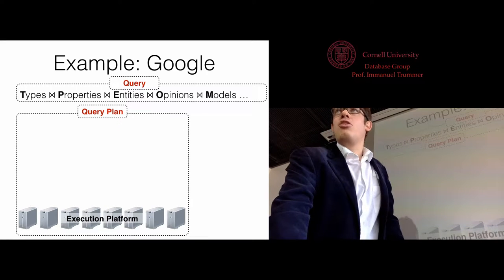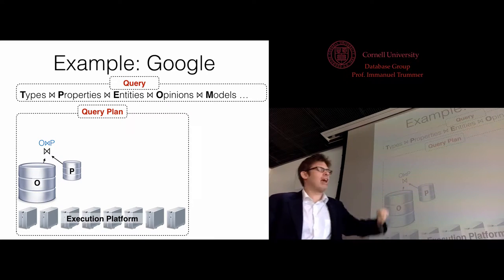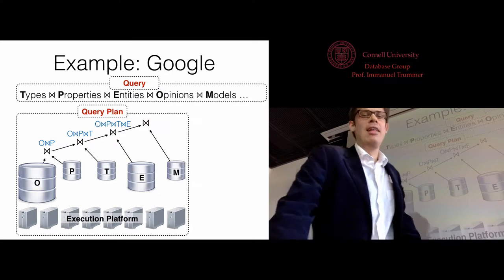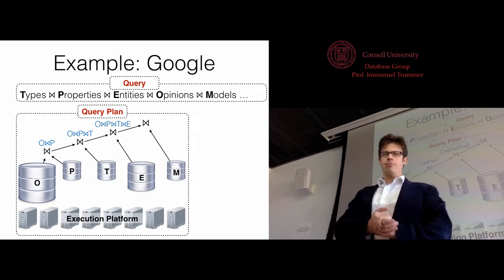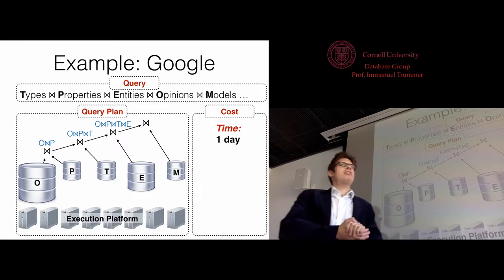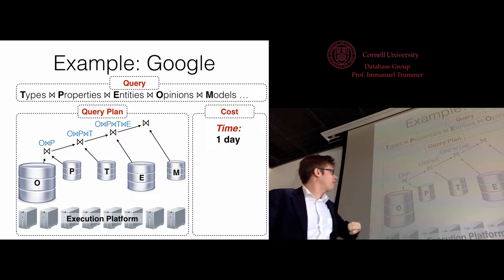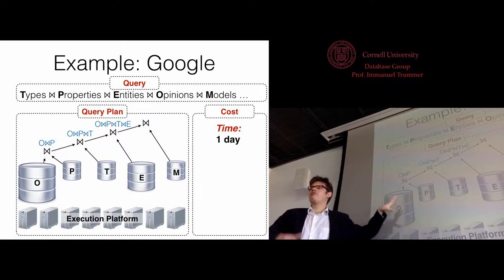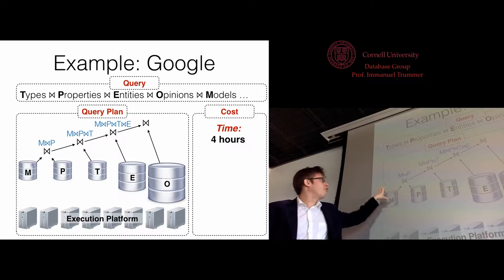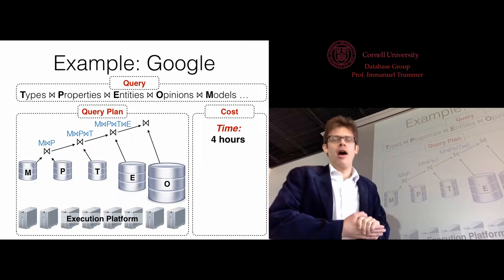Those joins are usually executed as binary operations. So in case of the example query, you could, for instance, start by joining the opinions with the entity properties, and then join the result of that with the entity types, and the result of that with the entities, and finally, you could join with the statistical models. Now, when estimating the execution time of that plan, it might be something around one day, so it's actually pretty bad. And perhaps part of the problem is that we have started our joins with the largest data set. Here you see that the size of the icon represents the size of the corresponding data sets. Perhaps we can improve things if we start joining with one of the smaller data sets. And in this simple example, it indeed reduces execution time to around 4 hours only.